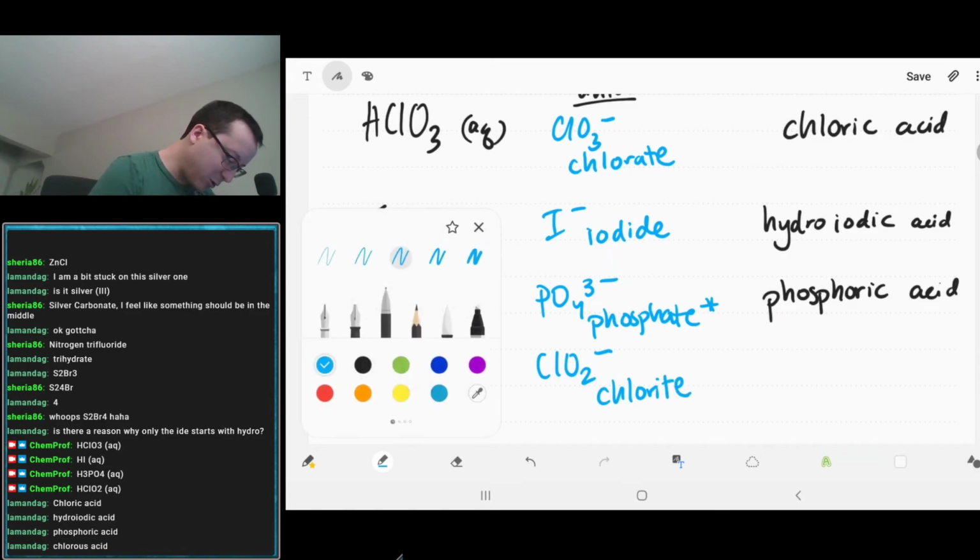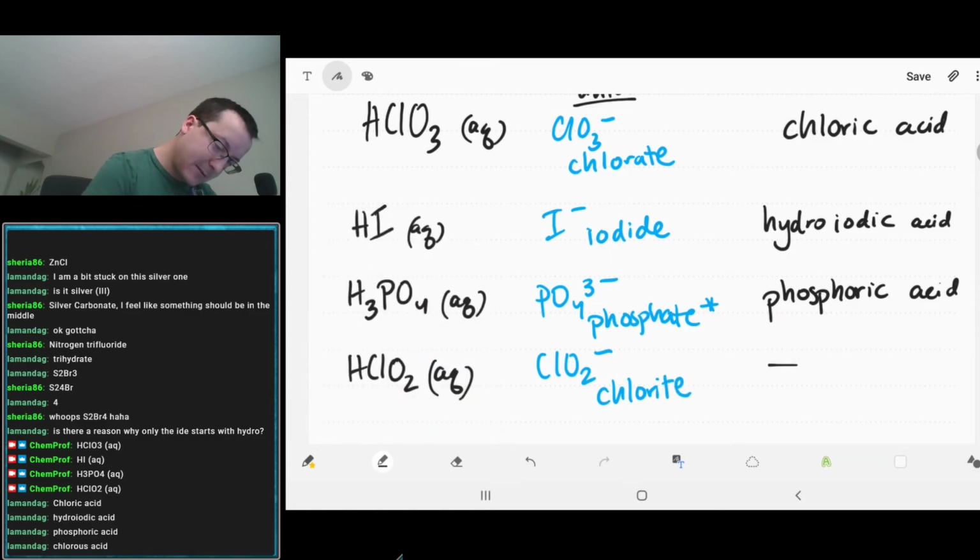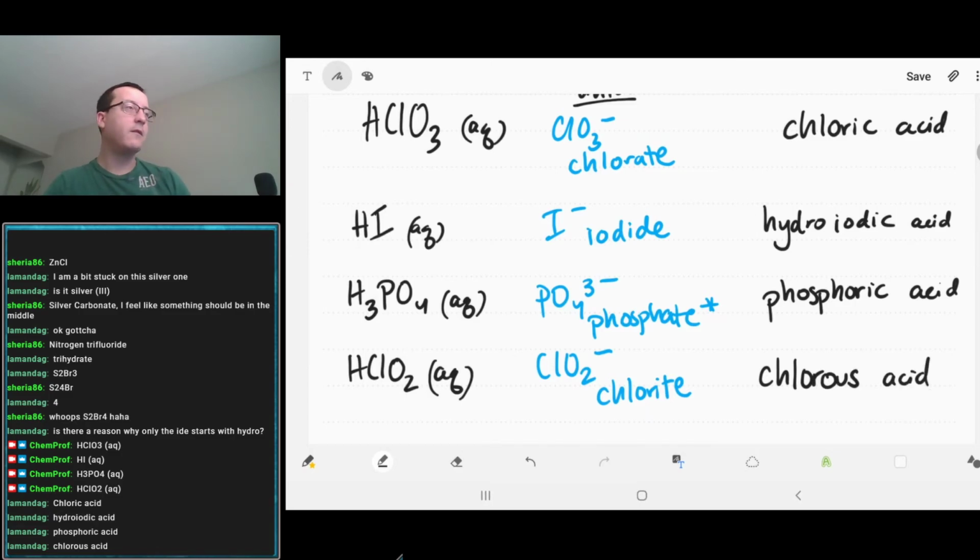So that was the chlorite ion. And so this will be chlorous acid. Very nice. Any questions on those 4?